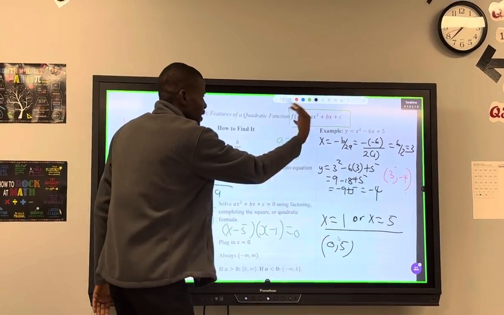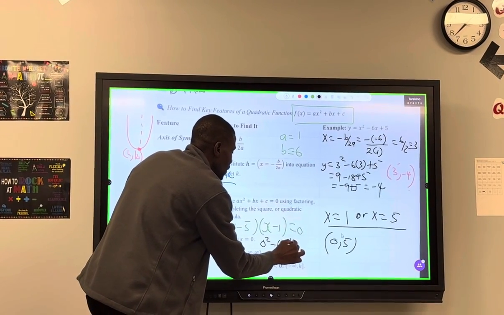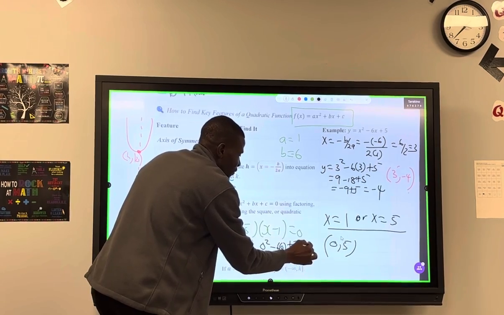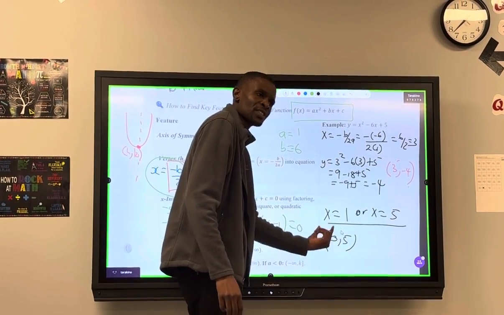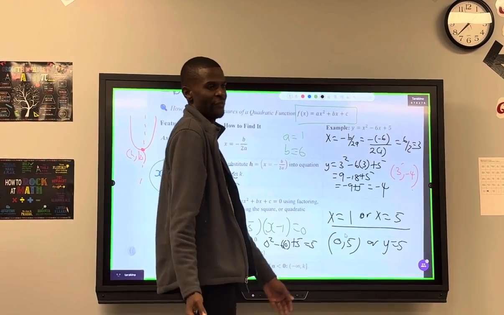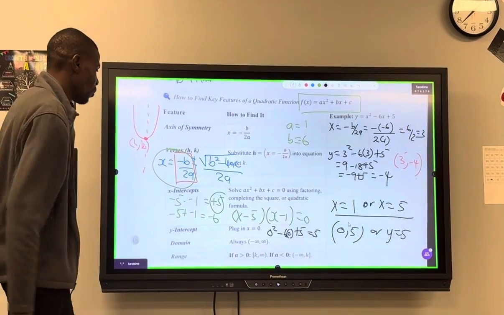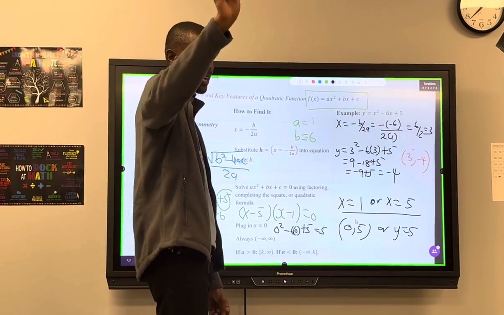Or you can just plug in 0, which is 0 squared minus 6 times 0 plus 5, which is just 5. So that's my y-intercept. You can either write it in coordinate form, (0, 5), or just say y equals 5. Y equals 5 is the y-intercept. All right, so now we are left with 2 key features.